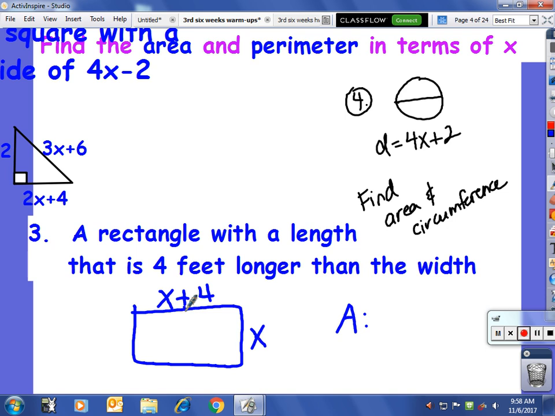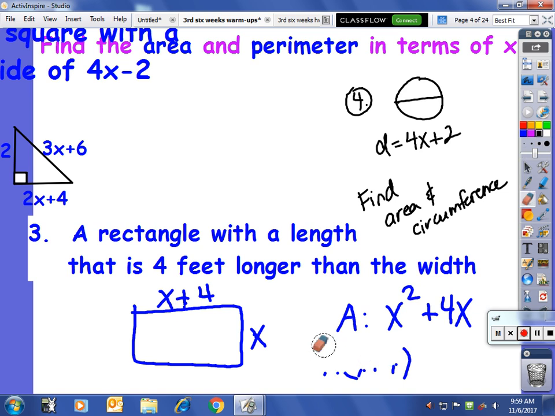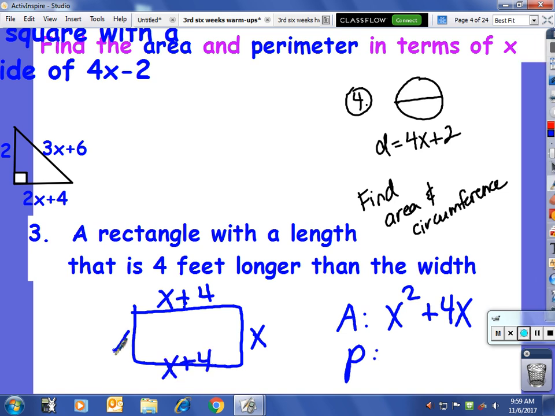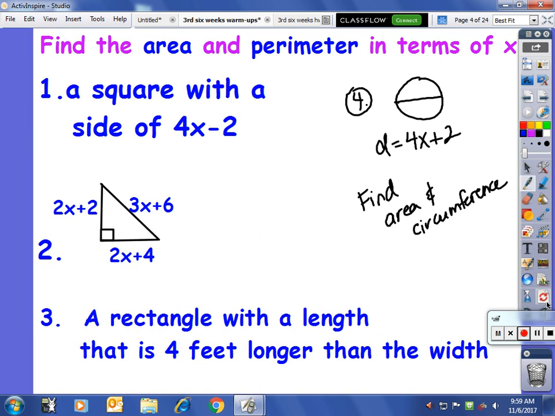Well, you got to do length times width, x times x plus 4. That's how you get x squared plus 4x. That's the area of that guy. Perimeter. On perimeter, please don't forget to draw in or consider all 4 sides. So what's the perimeter? 4x plus 8.